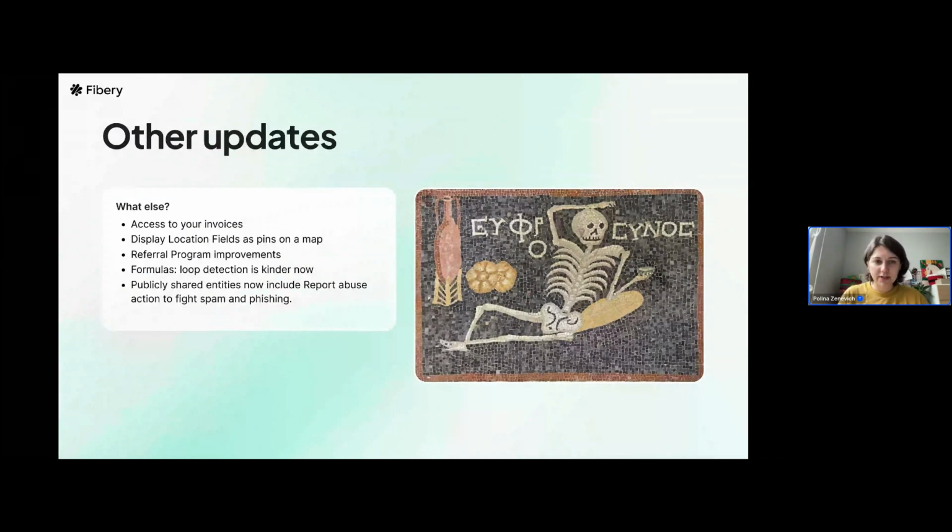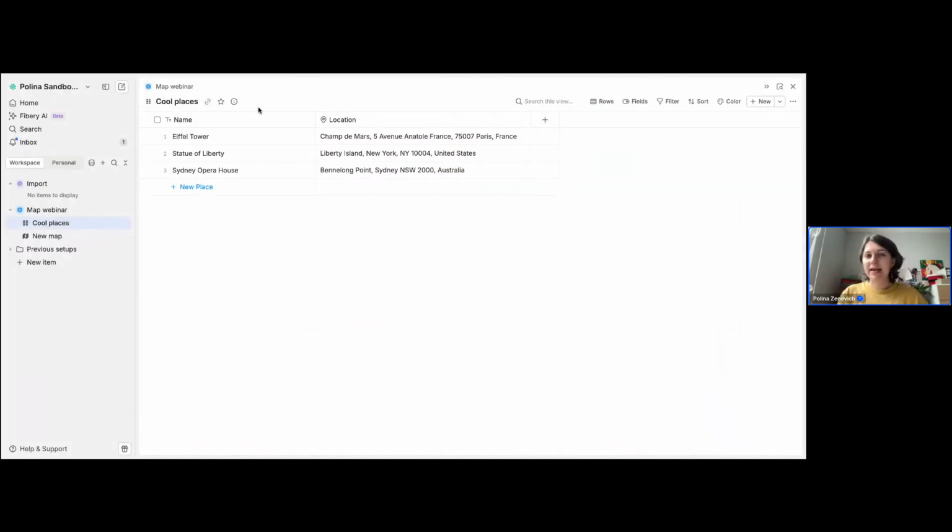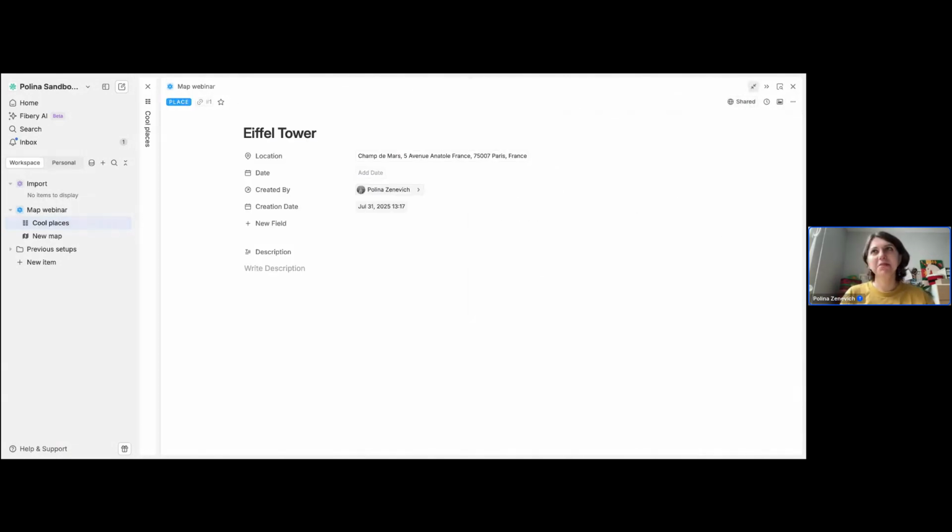Display location fields as pins on a map. I cannot say that this is very helpful, and we didn't have a lot of requests, but this is cool. What does it mean? I have a list of cool places: Eiffel Tower, Statue of Liberty, Sydney Opera House, because I've seen nothing, and I'm planning what to do before I turn 50. Or 100, before I turn 100.